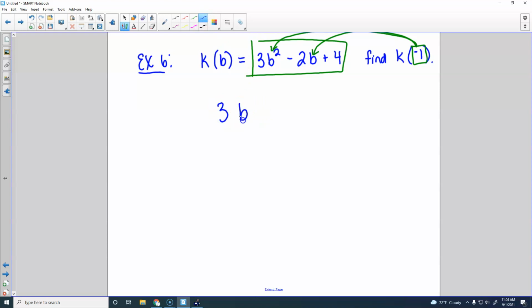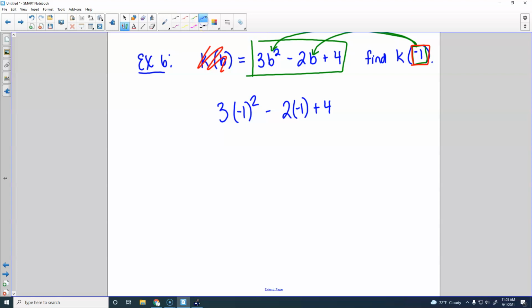I'm going to do it like I did before. So 3B squared minus 2B plus 4. We're erasing the B, just the B, nothing else, and putting the negative 1 there. And over here, we're erasing the B and putting the negative 1 here. So don't use this K of B part to evaluate anything. It's just telling us, here's the formula, and I'm calling it K. And whatever number we're finding K of, that's just telling us to plug in that number for our variable. Does that make sense? Okay.